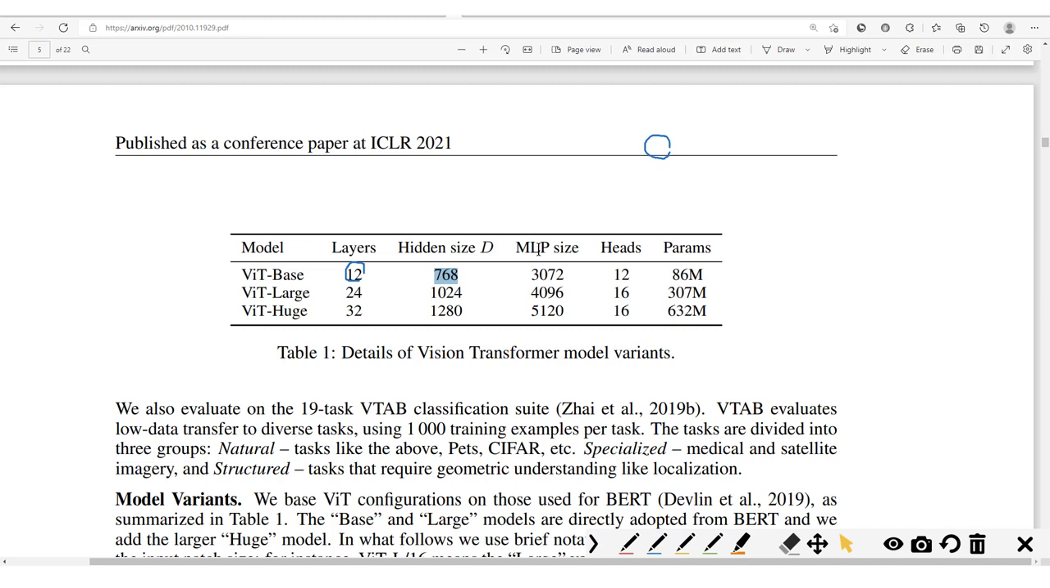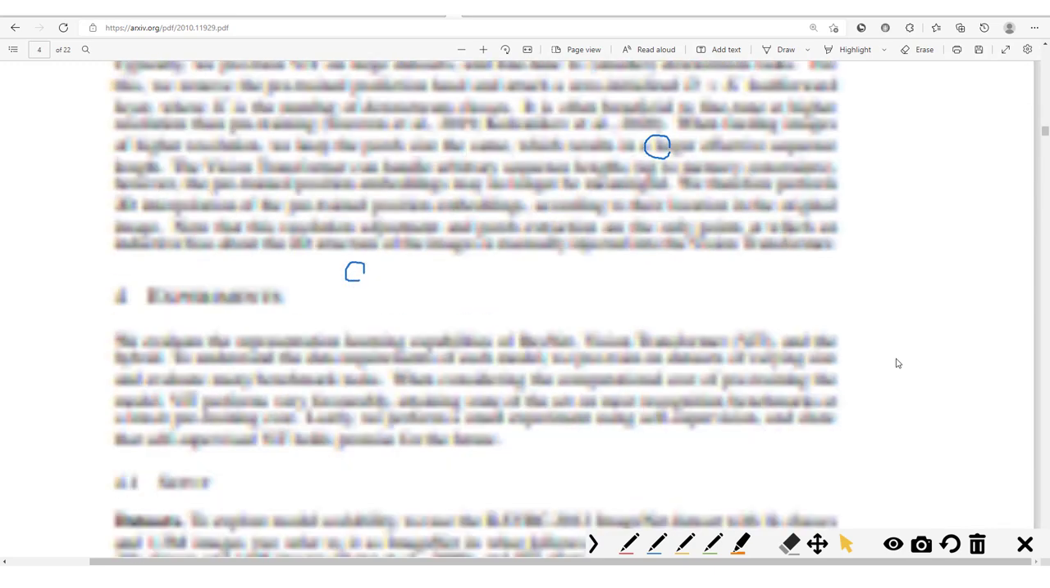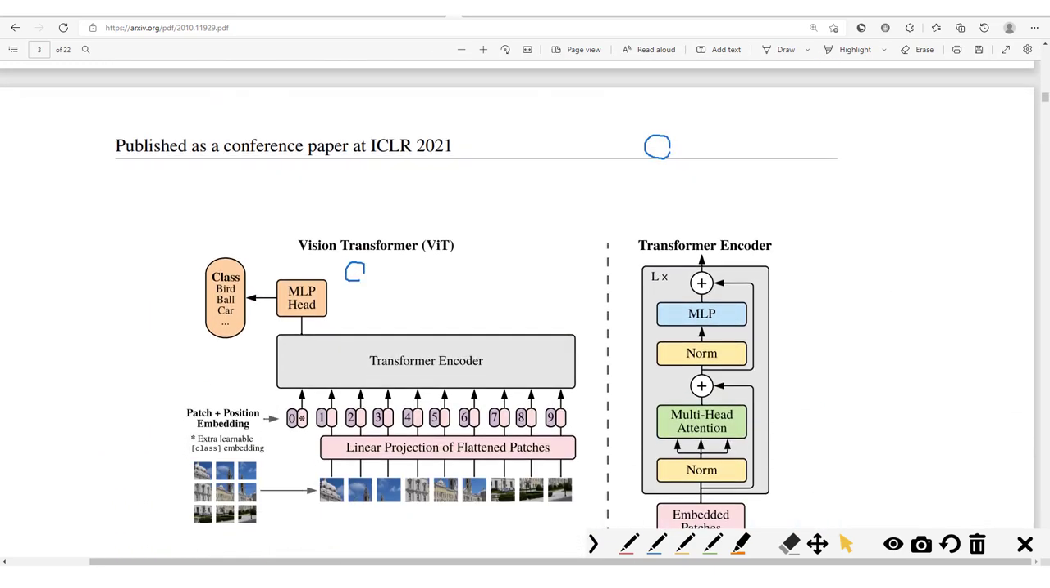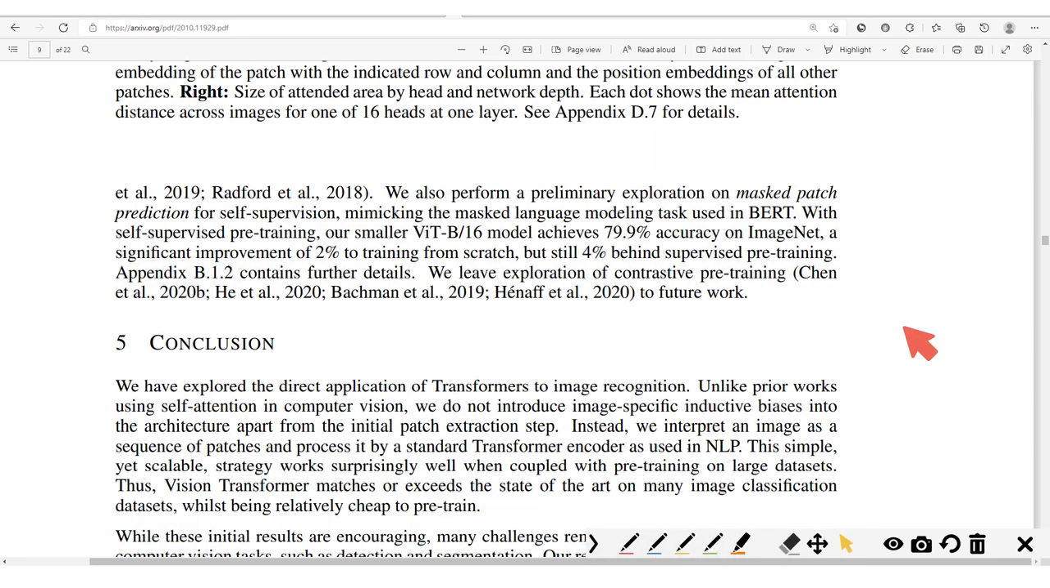The MLP size, that's the fully connected layers, 3072, 4096, 5120. Then the number of heads, remember the attention heads, 12, 16, 16. So this MLP size here, they're talking about this MLP. Recall we have this MLP right here. And so this MLP is made of 2 fully connected layers like this. Then depending on the size, you have a certain number of neurons.